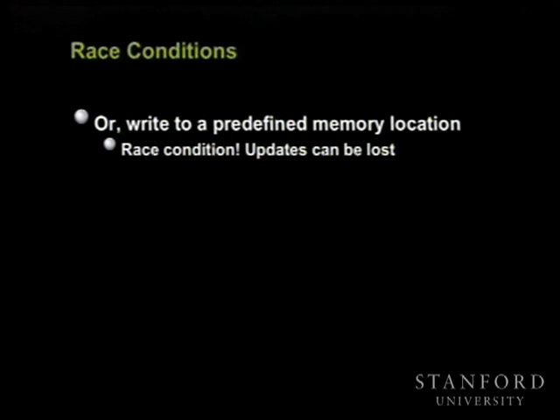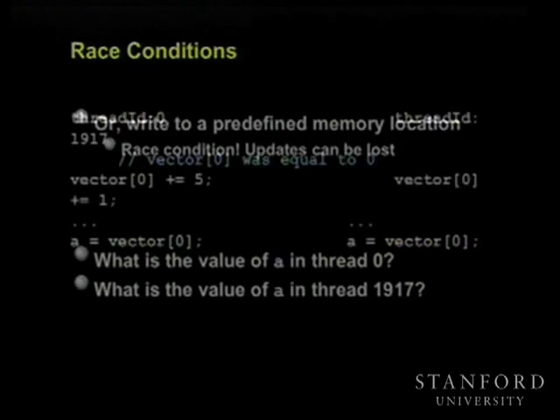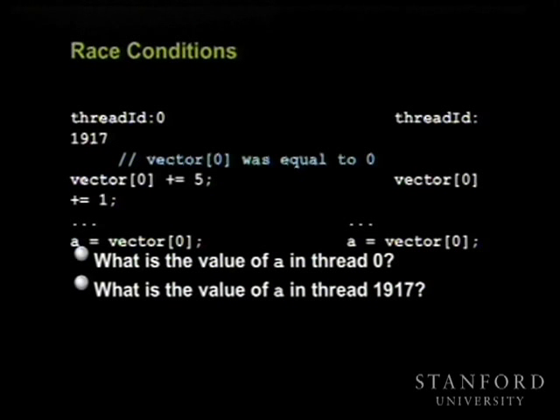For those of you who haven't heard about race conditions yet, this is a fancy way of saying that the updates or the information from one thread, from any write, can just disappear, can be lost. Let me give you a very simple example. You have two threads, in this example thread 0 and thread 1917. Oh man, it got wrapped around. Yeah, it wrapped around. Really bad. This was supposed to all be lined up.